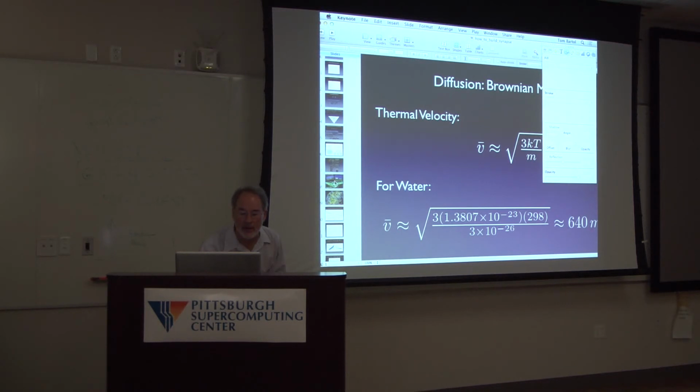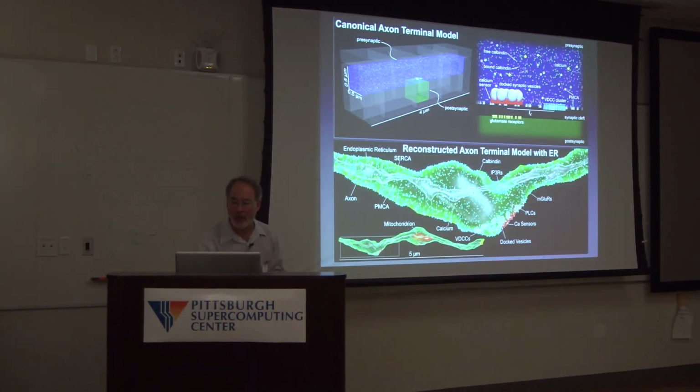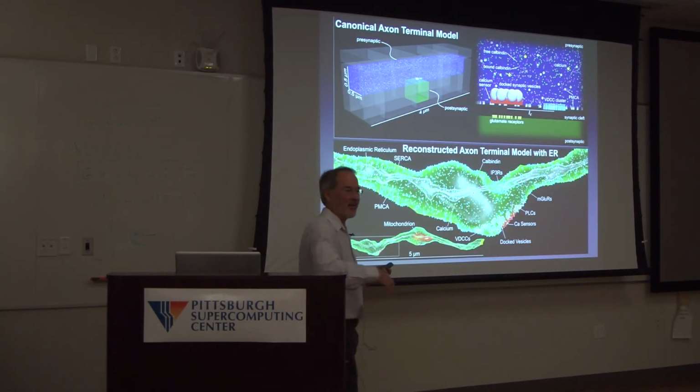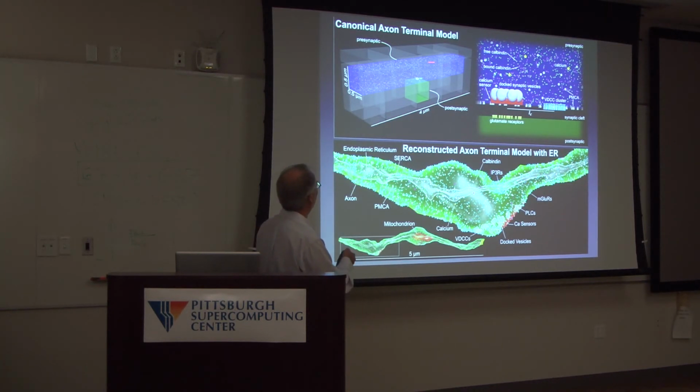So here's part of the model that I'm going to show you, the presynaptic side of the model. Previously, we had published a paper on the presynaptic part of the model using this very simplified, what we call a canonical model based on cuboid-shaped things. And we published this in a PLOS Comp Bio paper in 2010, and then a follow-up to that paper in PNAS in 2012.